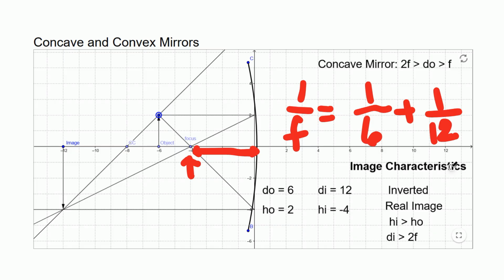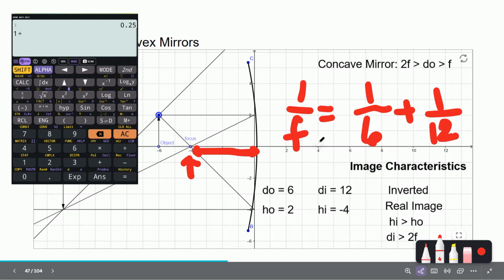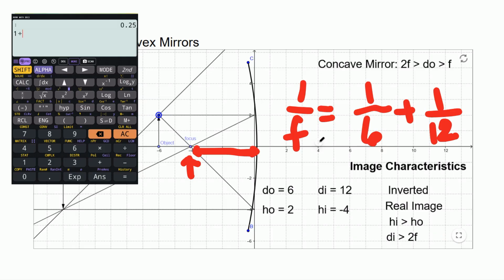So bring your calculators with you and let's answer 1 over 6 plus 1 over 12. So that is 0.25. 1 divided by the answer because we want to get the f value itself, not the reciprocal value. So the answer would be 4, and then we got the answer of 4. So we got it right away.